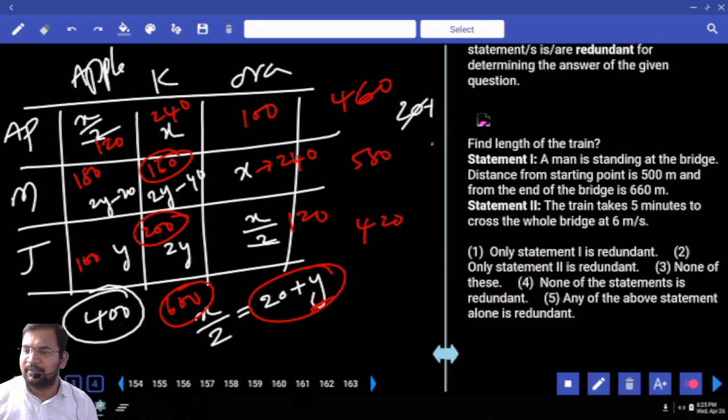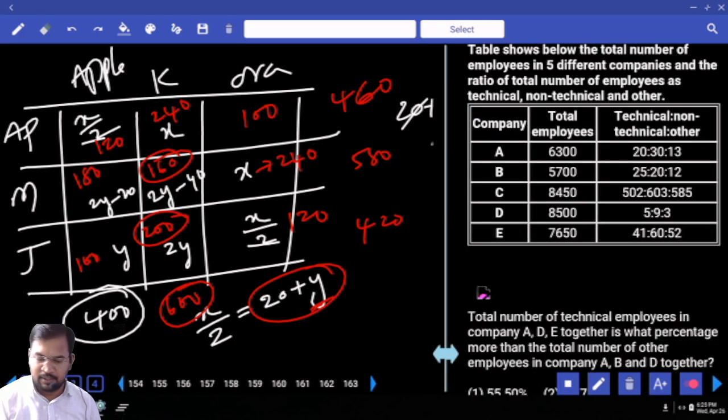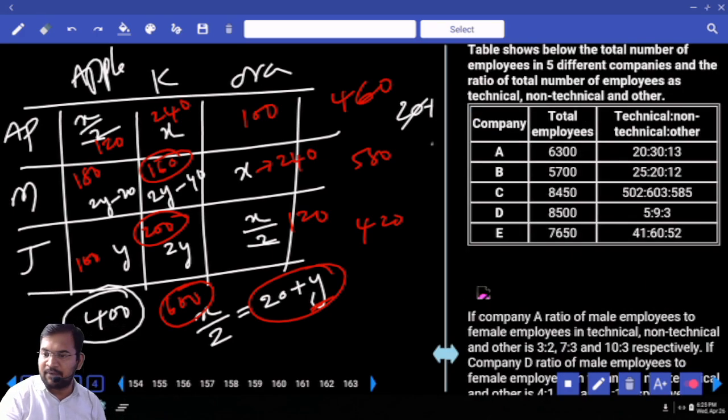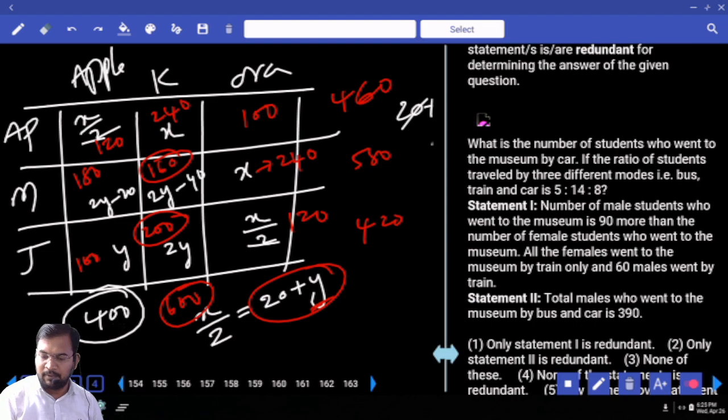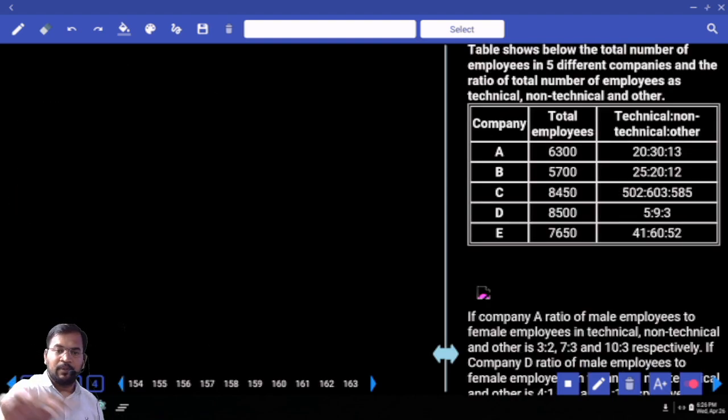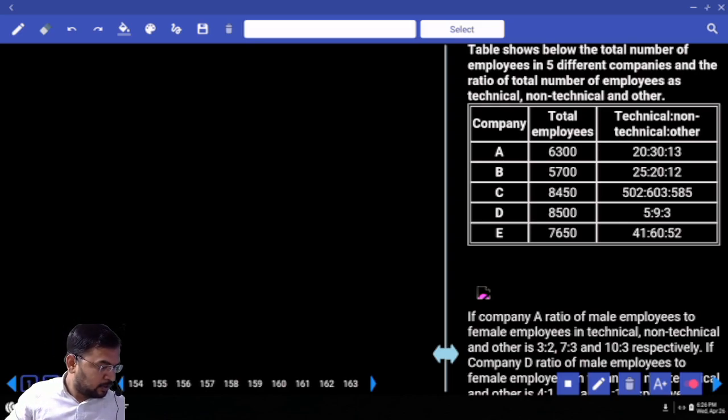Next, data sufficiency. Yes, we will solve these questions. Data sufficiency questions are very easy. See next, tabular DI, questions 187 to 192, tabular DI.